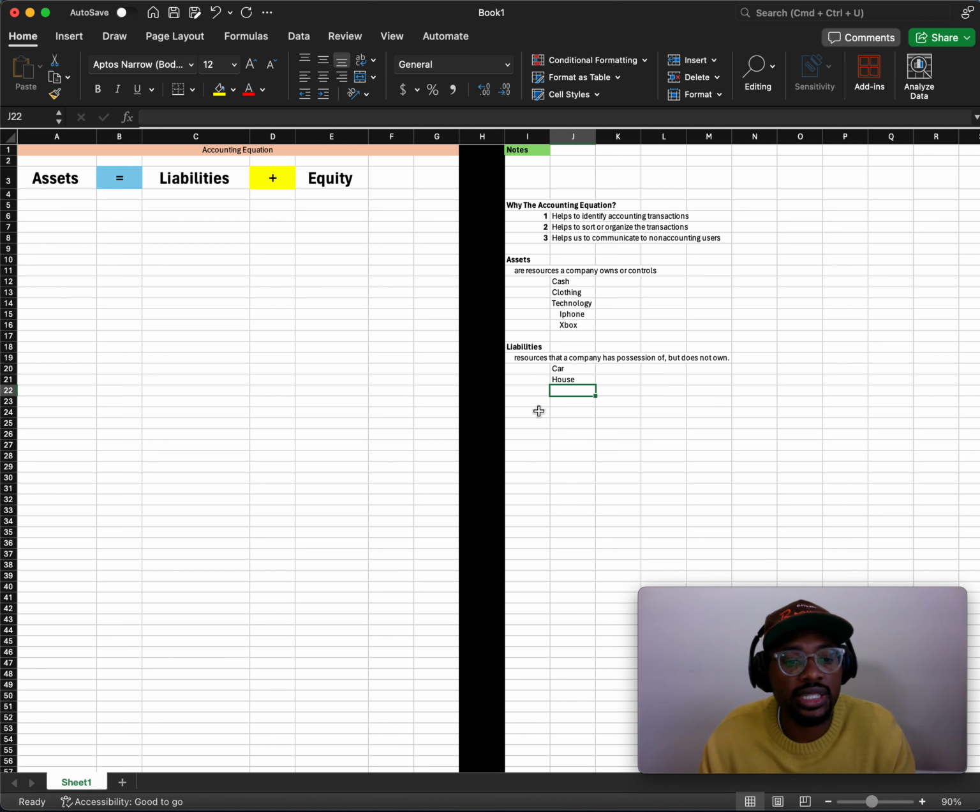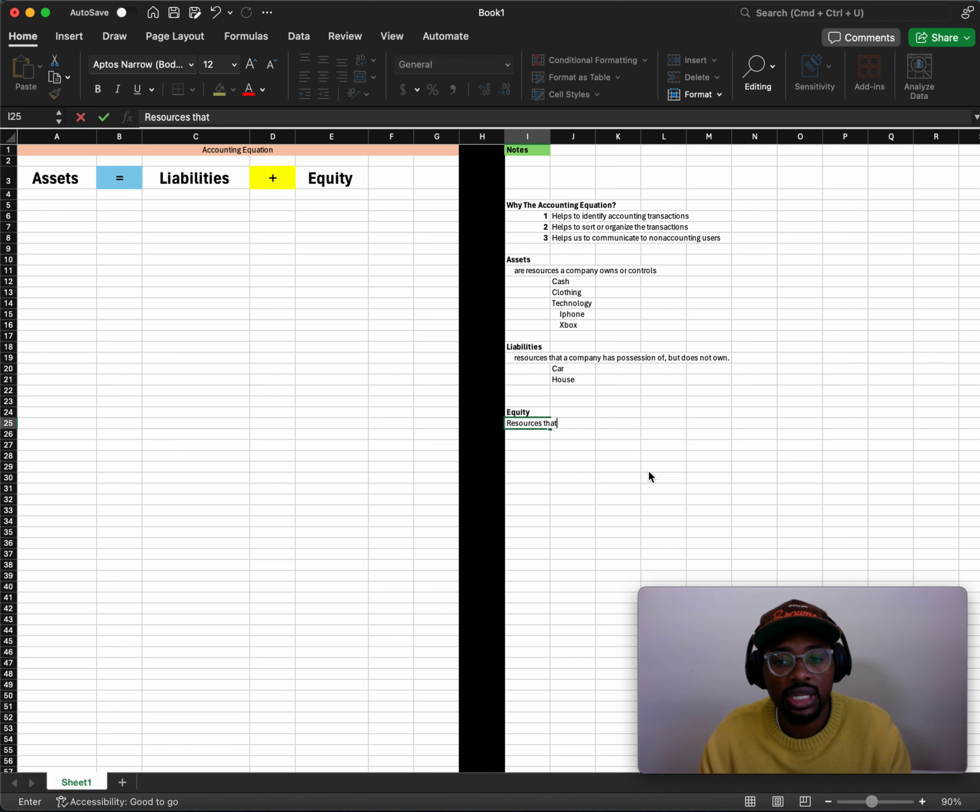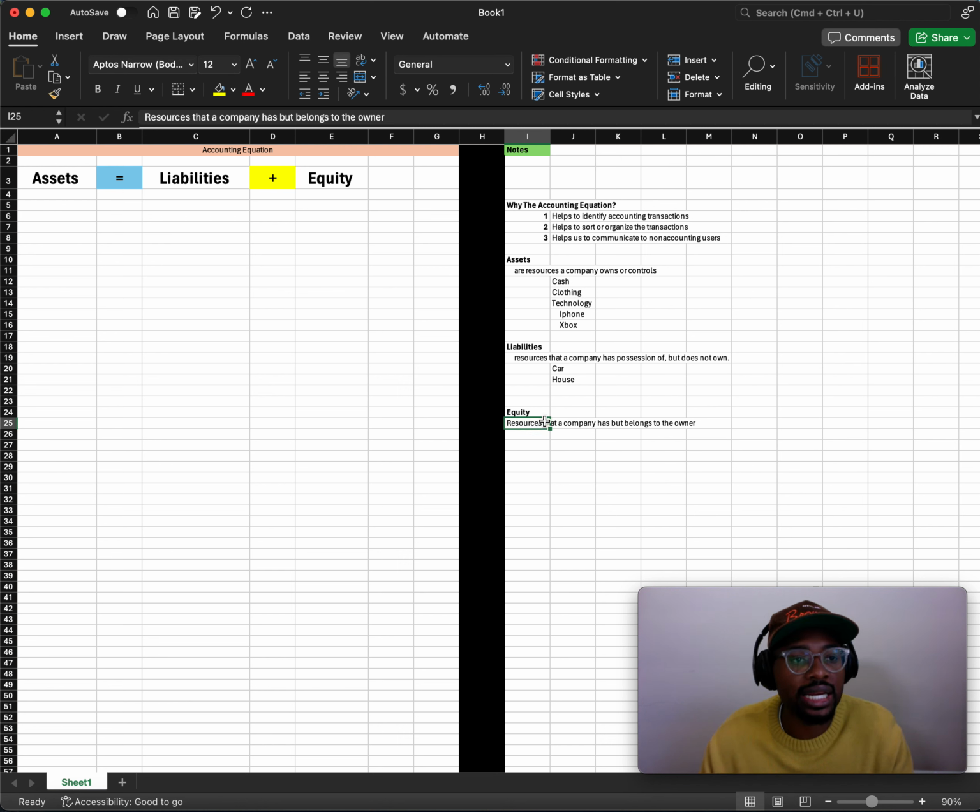All right, so these are examples of liabilities. Then last one, you want to write this down or just make a note: equity. Okay, equity. So what is equity? Equity are resources that a company has but belongs to the owner.